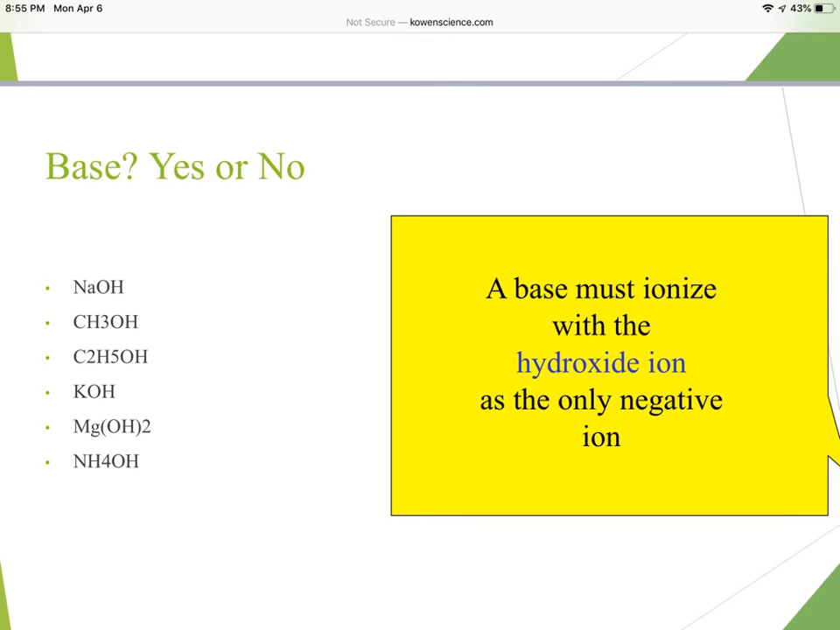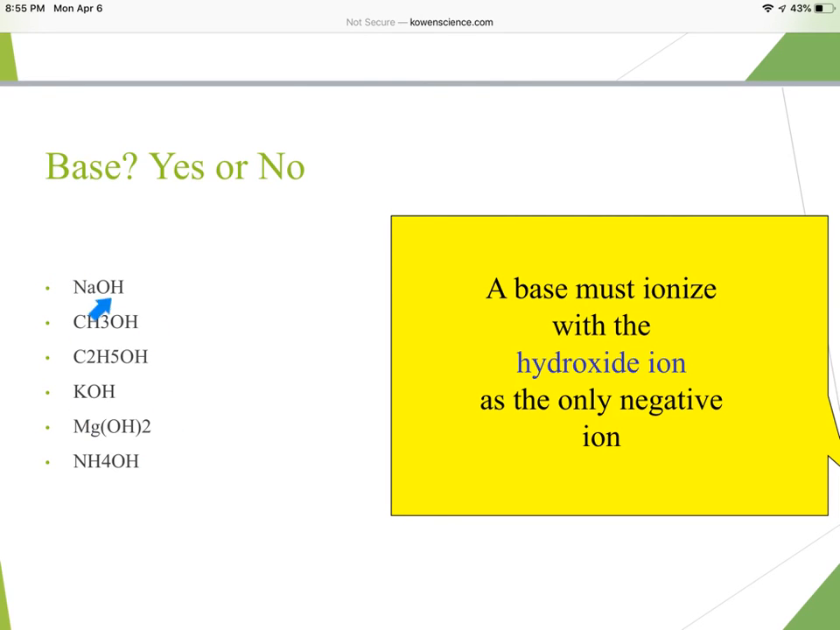So again, if we want to be able to tell if it's an acid, a base, or a salt, if it begins with H, it's an acid. If it has OH, it's a base. If it doesn't have either, then it's going to be a salt.